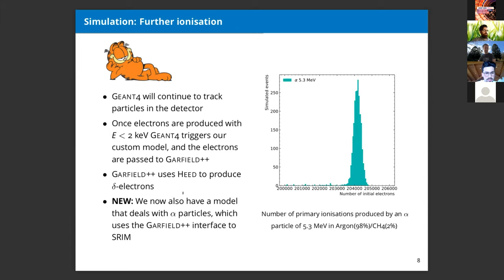Another relatively new feature we added was the ability to use SRIM. So this is, as I briefly mentioned, this allows us to study the dE/dx of ions in matter. So we've added the support for alpha particles for SRIM. You see a plot on the right here of the number of initial electrons produced by a 5.3 MeV alpha particle, just to give you an idea of how many particles we're producing here. So this is a single alpha particle per event, and you get something like 204,000 initial electrons produced in your gas.